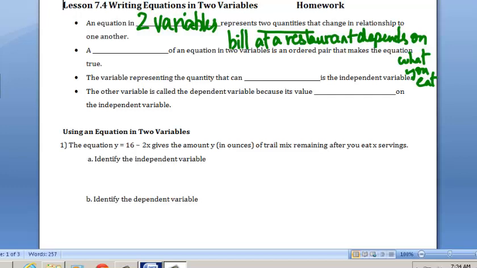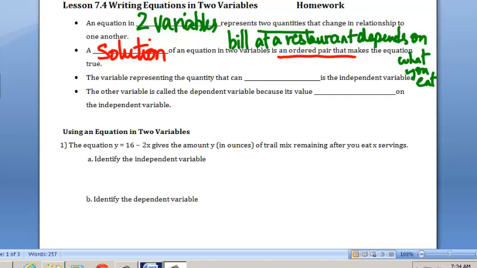So a solution of an equation in two variables is an ordered pair that makes the equation true. Since there are two variables, we take it as an ordered pair.